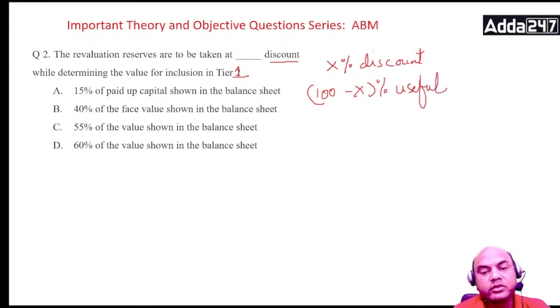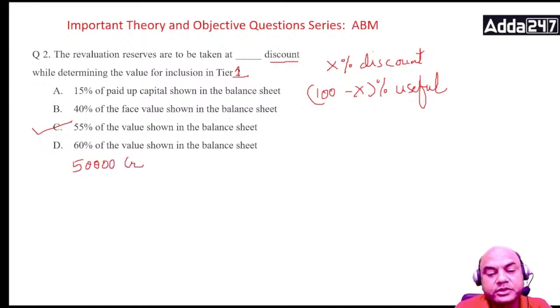Similarly over here now, the discount percentage is 55%. Revaluation reserves are always taken at 55% discount value. Now what does it mean? It means that suppose I am having revaluation reserves of let's say 50,000 crores. If my bank is having revaluation reserves of 50,000 CR, so actually how much can I take? I can take 50,000 CR into 45% only.